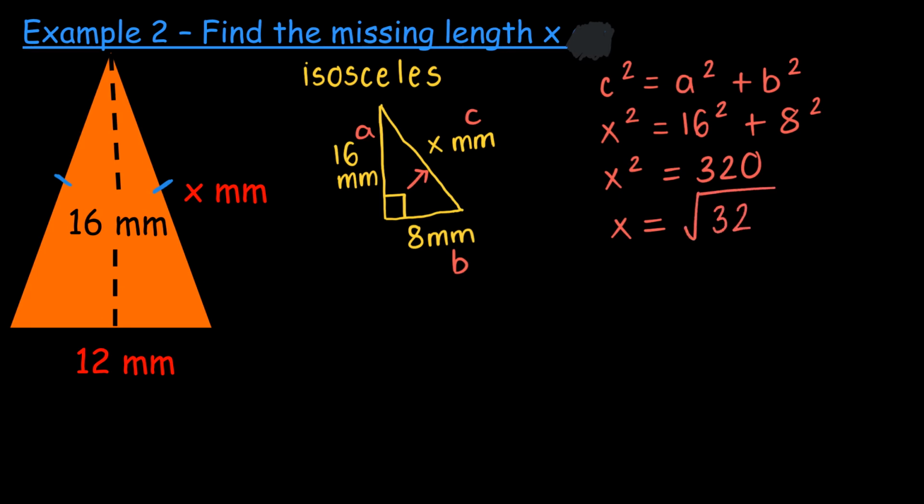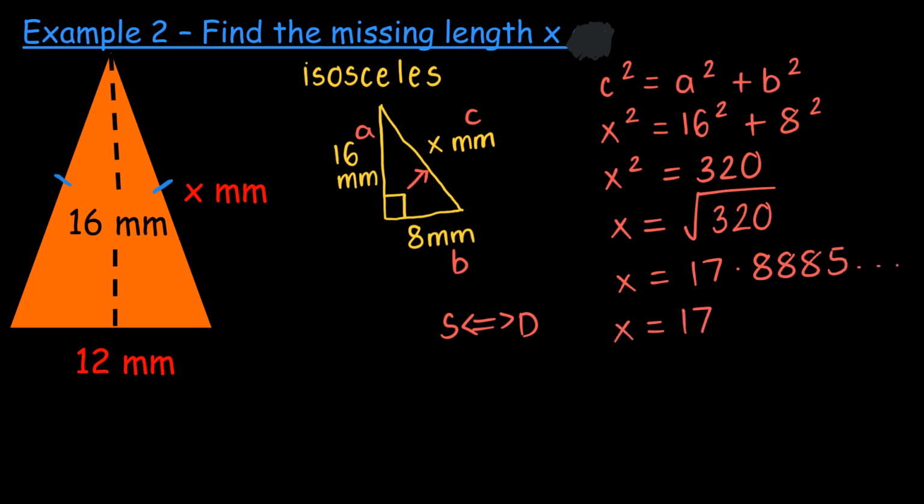X is the square root of 320, which if you do in your calculator, remembering to press the little S-D button to turn it into a decimal, gives you 17.8885... blah blah blah. And I'm just going to round that to 17.9 millimeters. And I always think that it's quite nice just to specify that you're rounding it to one decimal place.